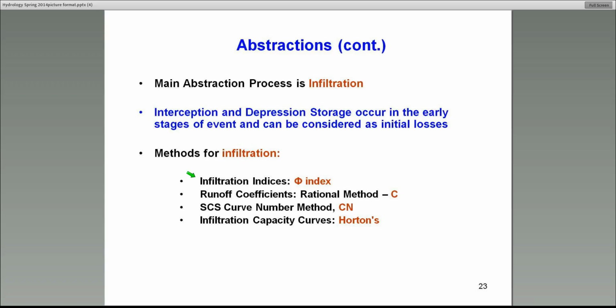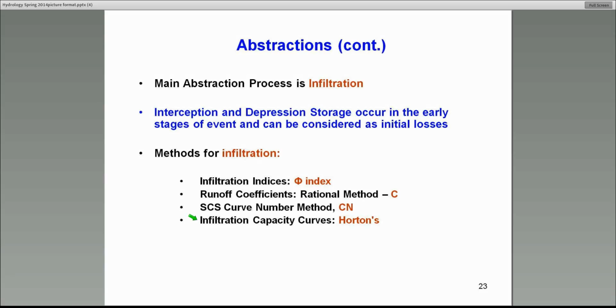The rational method, of course, uses what's called the runoff coefficient C, which, by the way, is like an infiltration index. It turns out to be the ratio of runoff to rainfall. The SCS method uses what's called the curve number method. That's again an index they use in order to make that conversion from rainfall to rainfall excess.